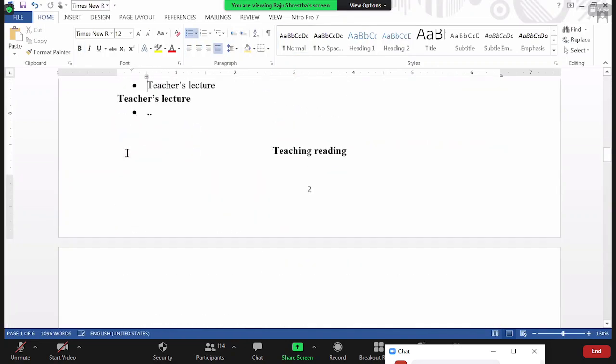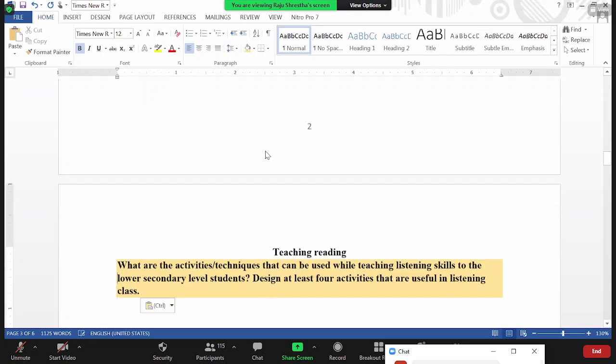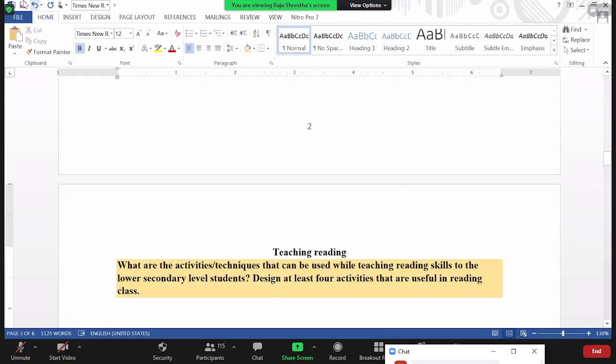When we talk about teaching reading, also simple sajilo cha. What are the activities or techniques that can be used while teaching reading skills to the lower secondary level students? These are activities that are useful in reading class. In reading class, in this way we can do.